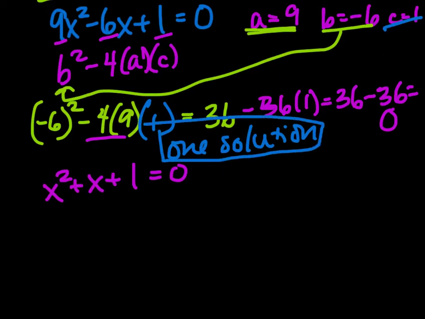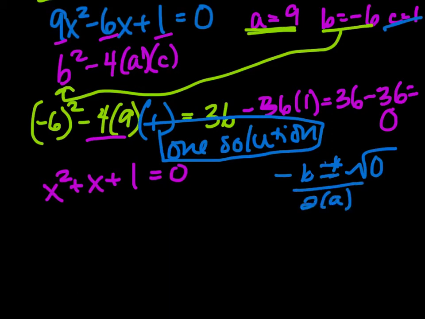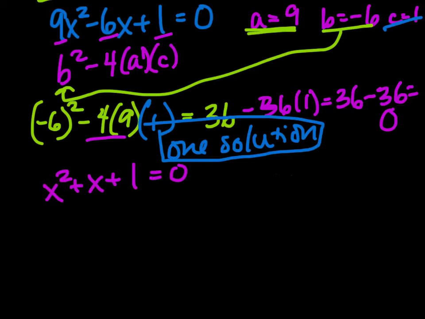Now, obviously, we could put all this discriminant information underneath that square root symbol. We'd have negative b plus or minus the square root of 0 all over 2 times a, and we can finish this up and actually find that one solution, but we don't need to. That's not the point of this right now. We're just trying to determine how many solutions there are.